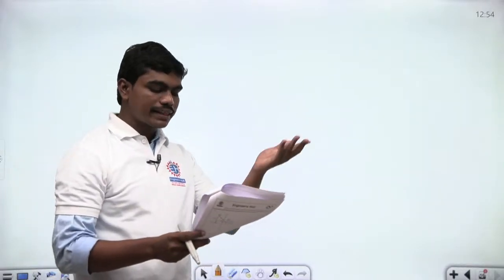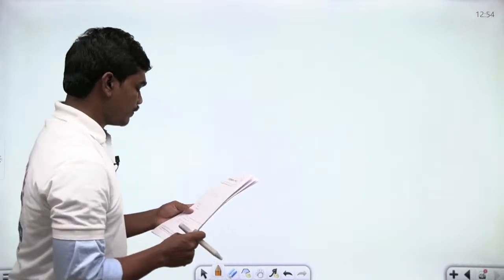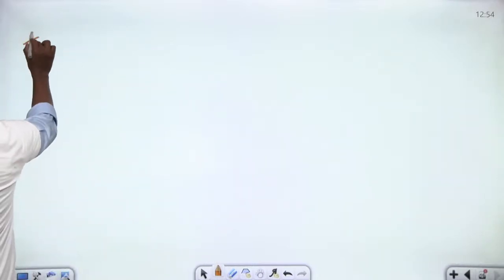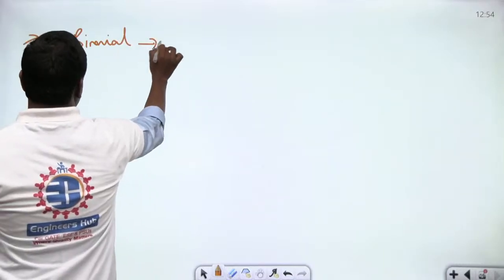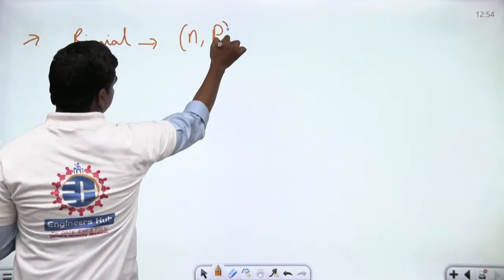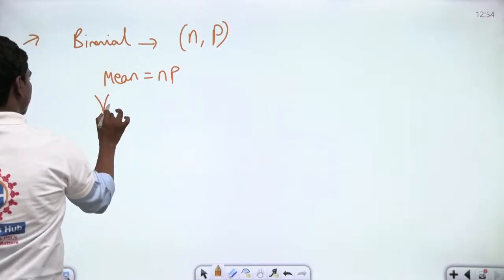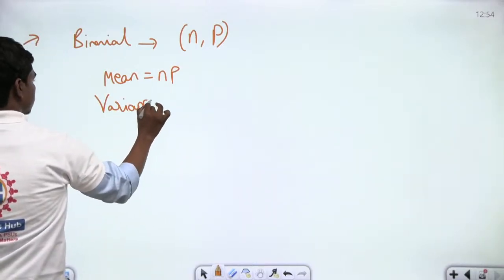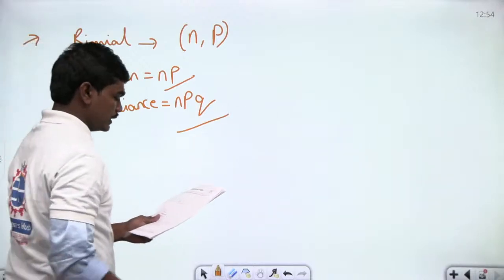So the answer comes 1/8 of the actual value. Next, in a binomial distribution, we have the number of trials as n and probability of success is p. Then you know mean is equal to np and variance is equal to npq. This is what we generally have. So this is the correct option, which is having mean as np and variance as npq.